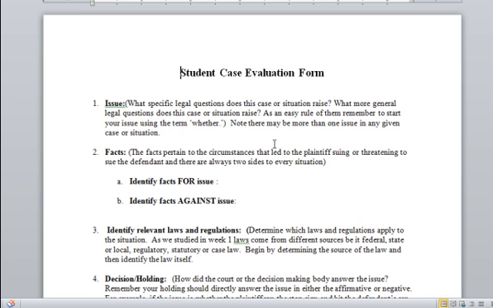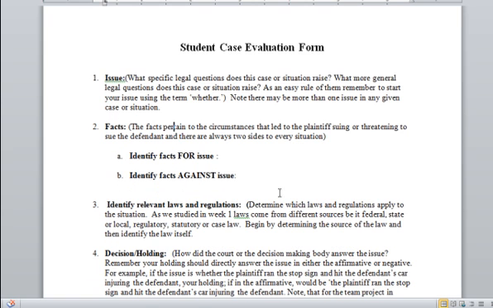Now for the facts, this is something that a lot of students get hung up on, and it's very important that you understand. Facts are those things that can be proven with evidence, whether it is verbal evidence or documentary evidence or what we call physical evidence. It has to be something that you can prove. Just because someone says something does not make it a fact. So a fact has to be something that you can prove.